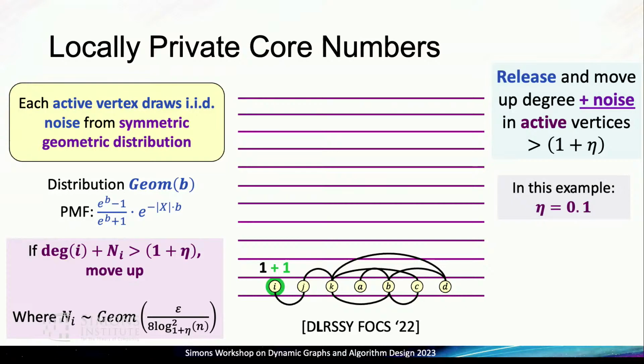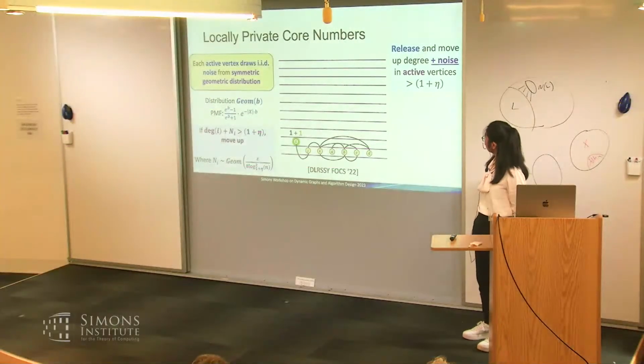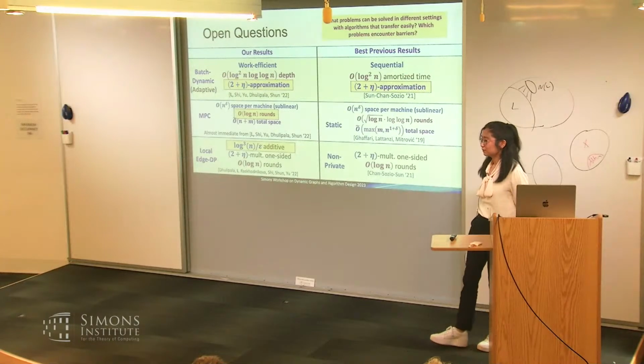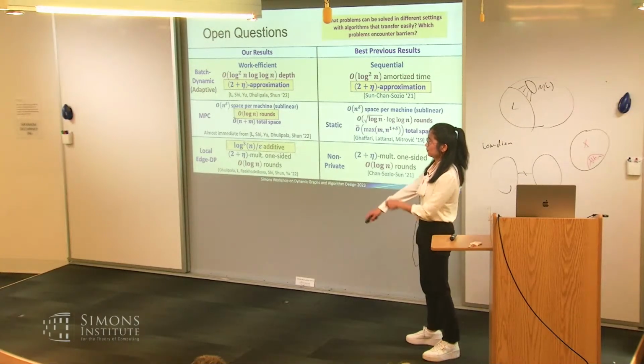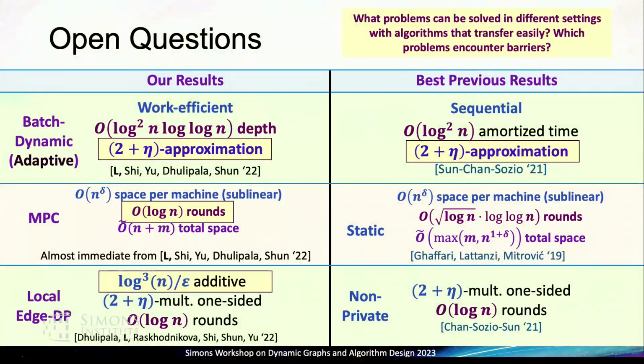Are there any other questions? Do you mind going back to the last slide? Sure. For the 2 plus eta at the bottom, you said there's a lower bound for log n rounds. If you were to do polylog instead, can you beat that 2 plus eta? I forget exactly whether the lower bound here is for polylog rounds. I think it is tied to log n. If I recall correctly, it's tied to log n, that's still open.